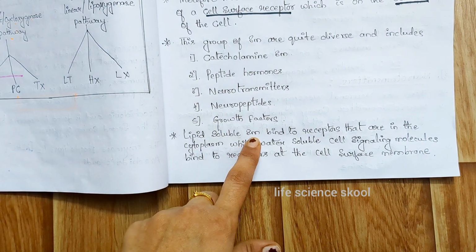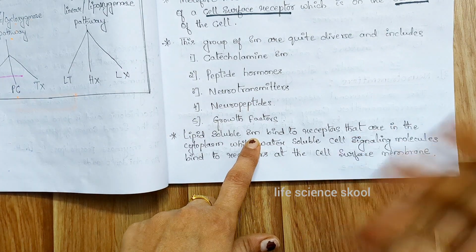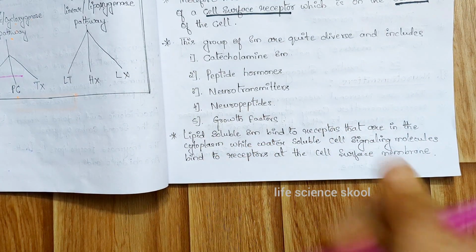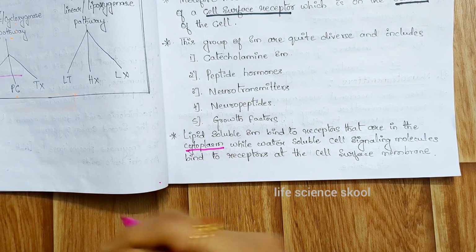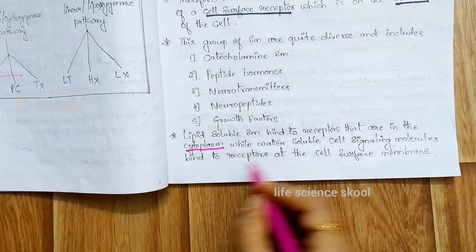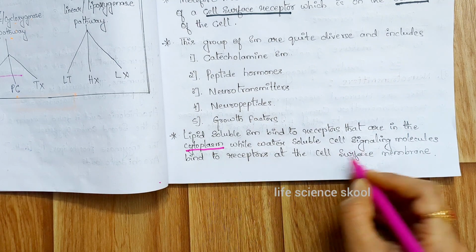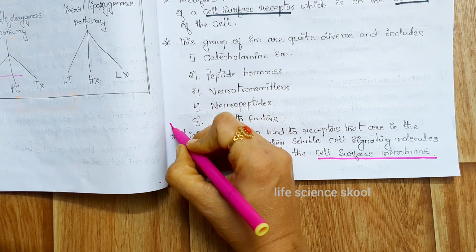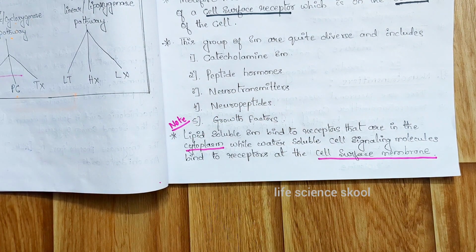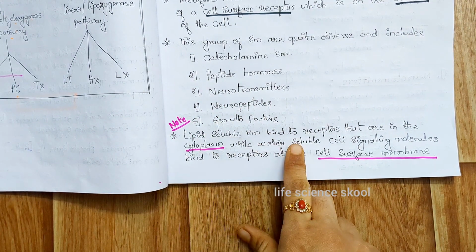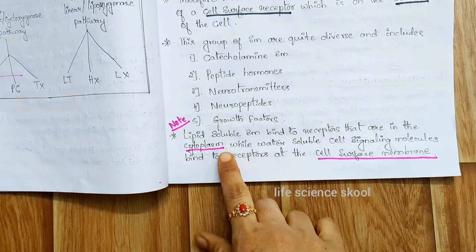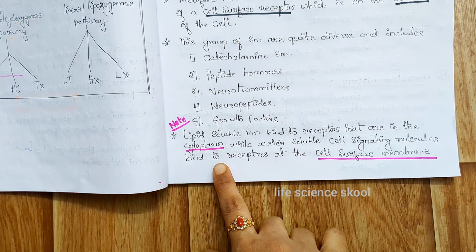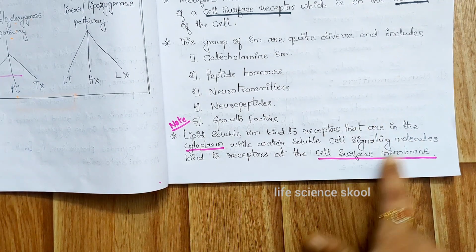Lipid soluble signaling molecules bind to the receptors that are in the cytoplasm, while water soluble signaling molecules bind to the receptors at the cell surface membrane. Remember, this is the keynote which helps in the examination. So lipid soluble molecules bind to the receptors in the cytoplasm, while water soluble cell signaling molecules bind to the receptor at the cell surface membrane.